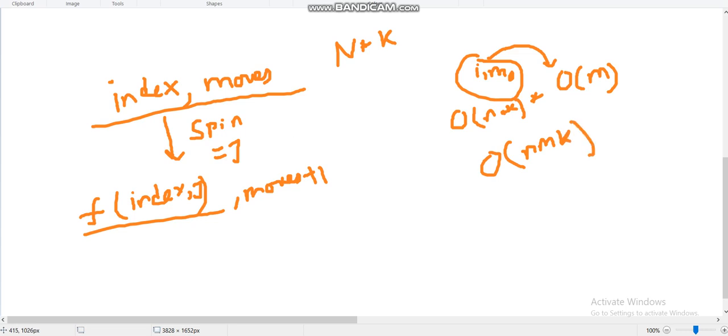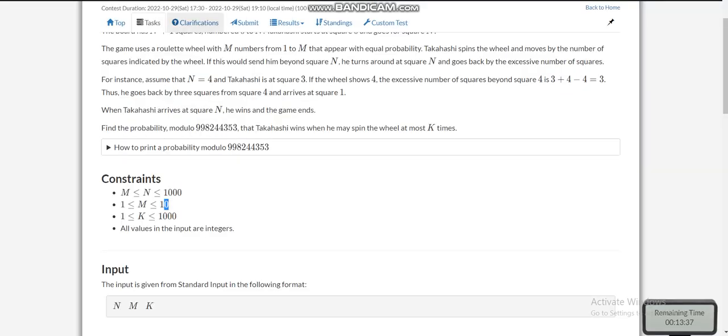So this is quite straightforward. For index, moves, spin equal to j, we are just moving from f of index to f of index comma j, moves plus 1. So this is quite straightforward DP, and the probability will obviously be 1 by m into this. So now let's jump into the solution.